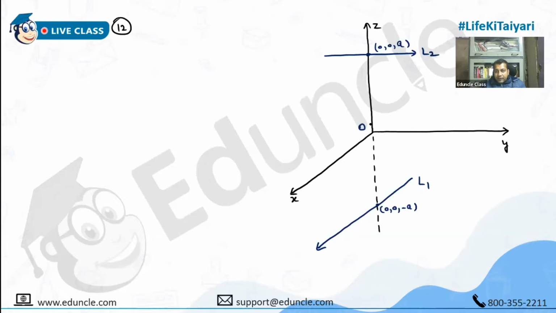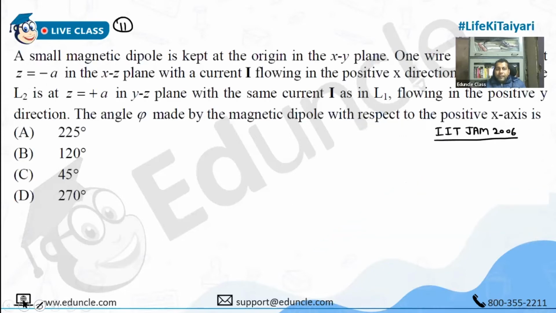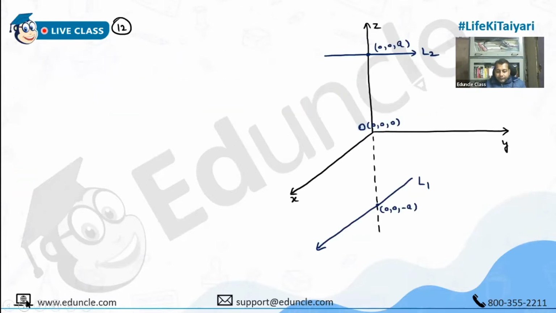And there is a magnetic dipole at the origin. In both the wires, the current is the same. So we need to find the angle made by the magnetic needle. So it means we need to find the resultant magnetic field at point O. The magnetic needle will point in the direction of the resultant magnetic field. So we need to find the direction of the resultant magnetic field due to both the wires.